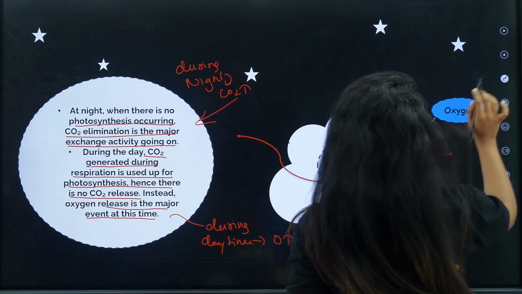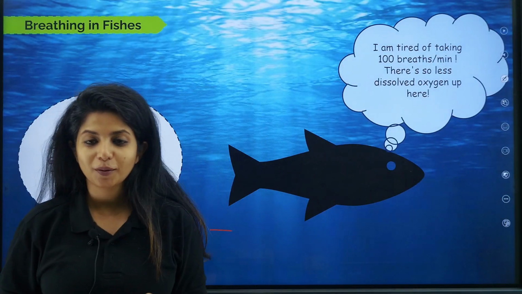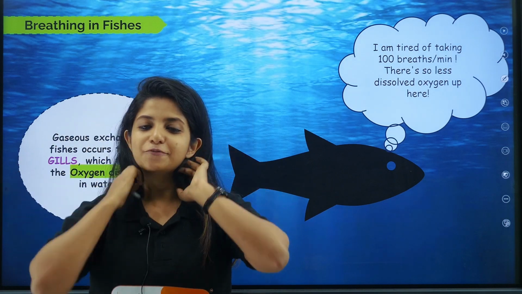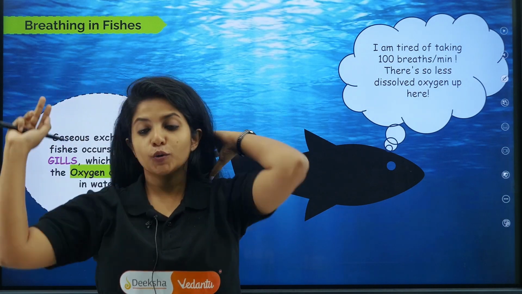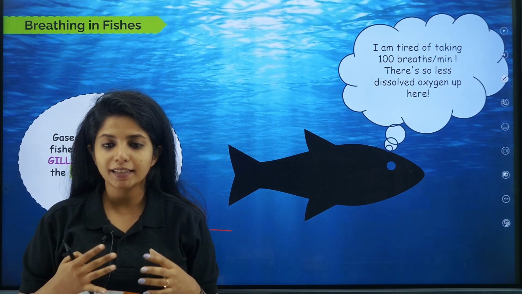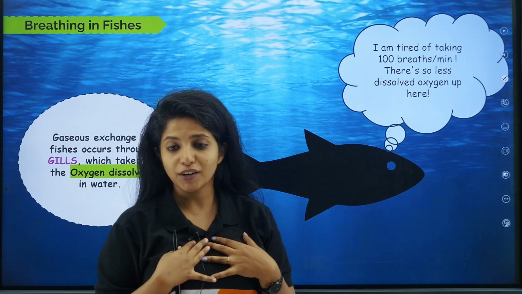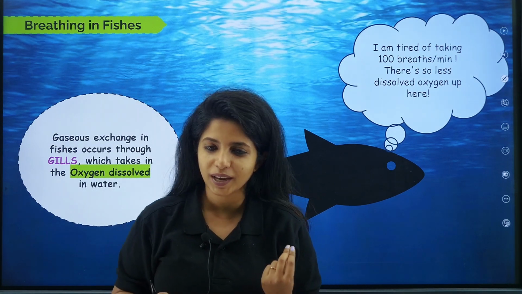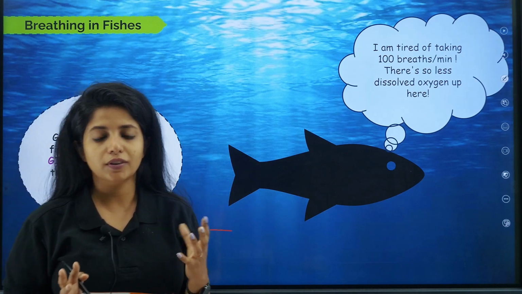Okay. So that's about the plants, and now we are going inside water, my dear children. We are going to talk about breathing in fishes, which is very much interesting. So do you think that fishes basically have lungs? Do you think that they have lungs like us? No, children. They have small little cute gills, okay? And these gills are used for the exchange of gases.